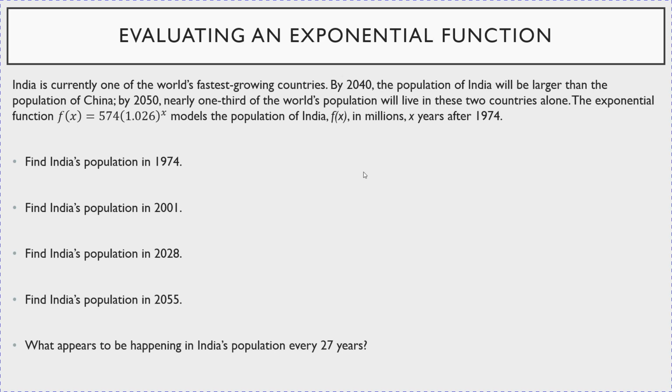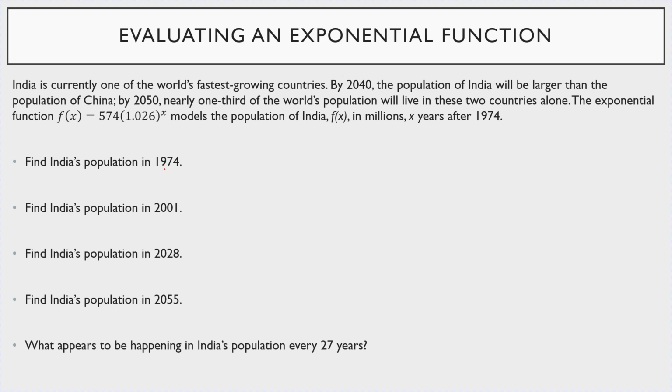Okay, so the exponential function f of x is equal to 574 times 1.026^x models the population of India. That's what this function gives in millions. So if the answer is 600, then it's 600 million, just so we're clear. x years after 1974. All right, well, let's check this out.